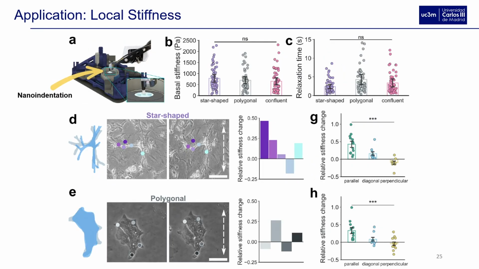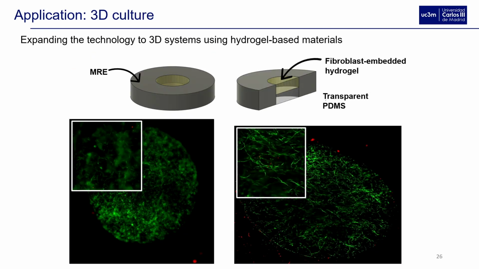We can also couple the system with a nano indentation device that allows us to measure relative stiffness change of the cells at a cellular level, even in several regions of the cell, before and after stimulation, and to couple with the imaging. Right now there is work in progress measuring calcium dynamics and cytoskeleton rearrangement, and also lactate production. We are at the bridge to expand the technology to 3D systems using hydrogel-based materials.